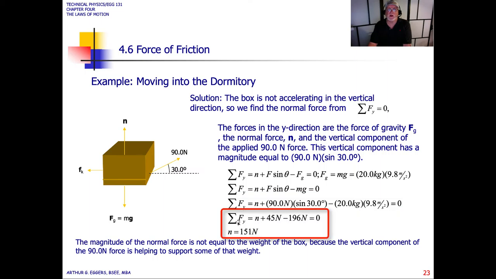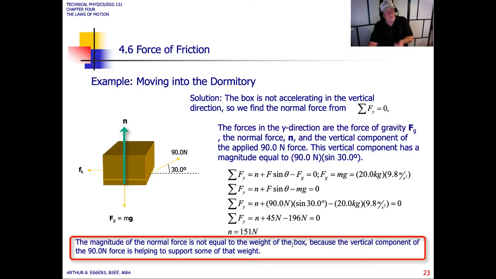So when we combine all of our terms that have numbers, we have the normal plus 45 N, that's 90 times the sine of 30, minus 196 newtons, which is the weight of the box, equals zero. We are able to solve for the normal. The normal is 151 newtons. So the magnitude of the normal force is not equal to the weight of the box, because some of it is being lifted, because the vertical component of the 90 newton force is helping to support some of the weight.